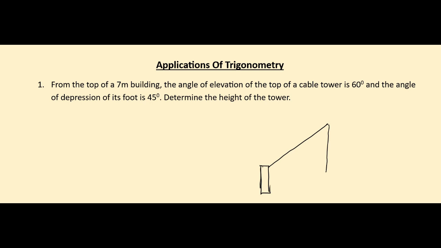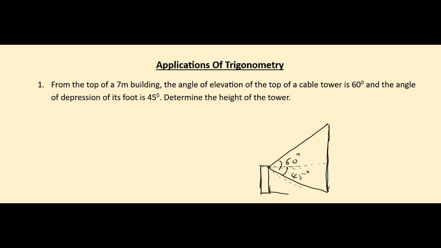So let us draw a cable tower of a height we don't know, which we have to find. The angle of elevation of the top of the cable tower is 60 degrees. And the angle of depression of its foot, the foot of the tower, is 45 degrees. We have to find the height of the tower.